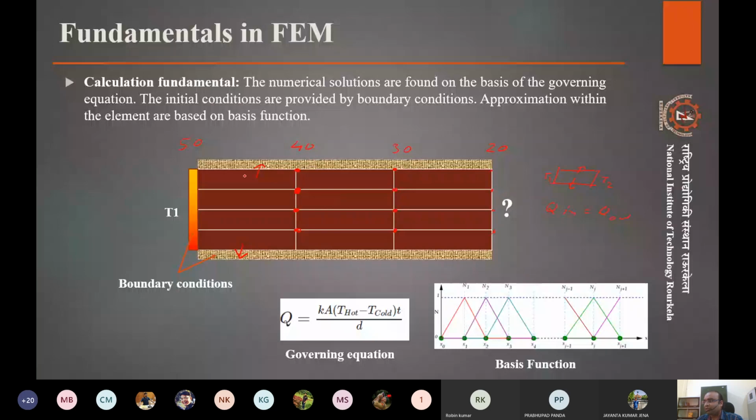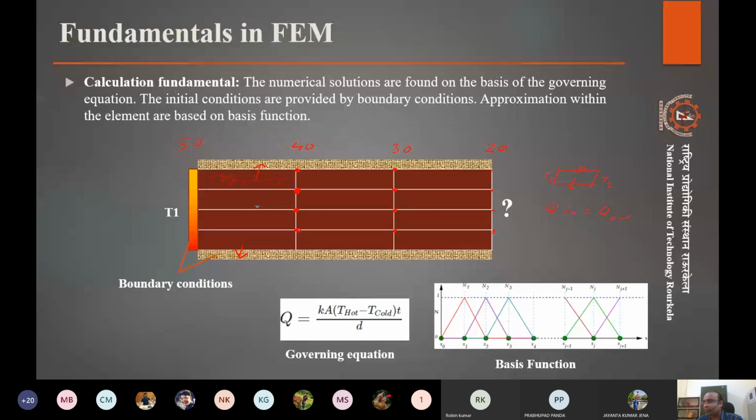So how we define what will happen in this underlying zone is something called interpolation, or the approximation of these results. And that is based on what the finite element method terminology calls basis functions. Basis functions basically define how the calculations will be done in between elements. So suppose for this element, let me take another color.